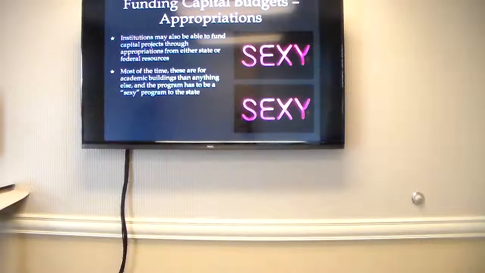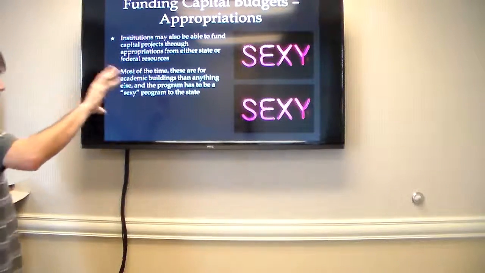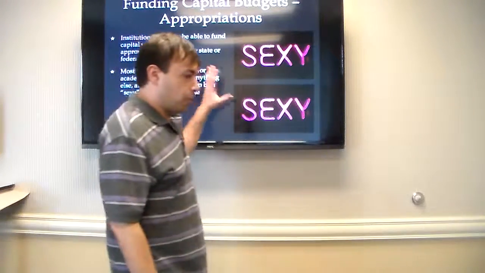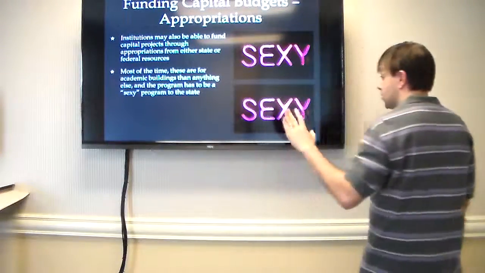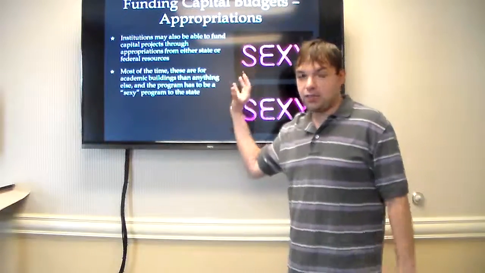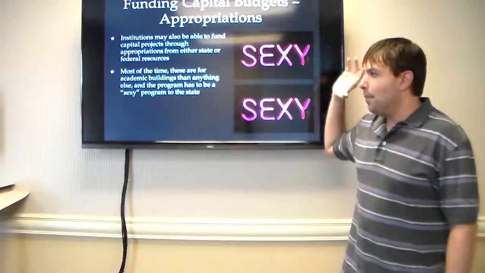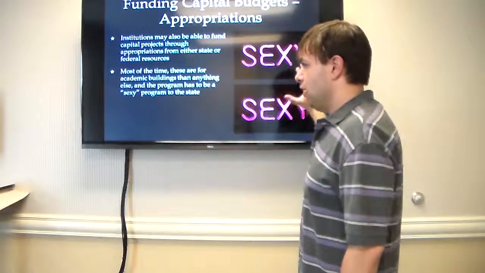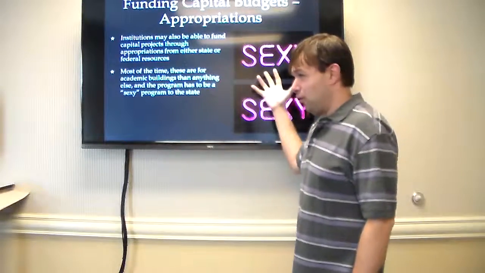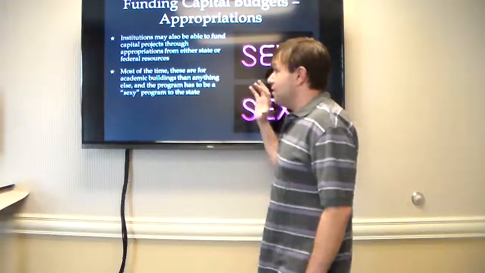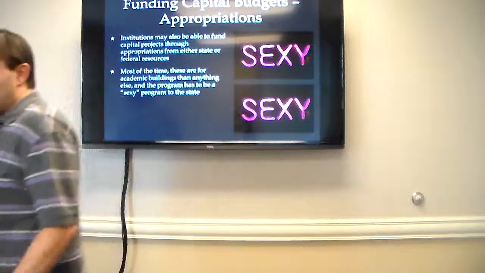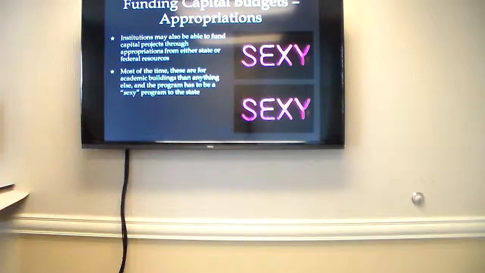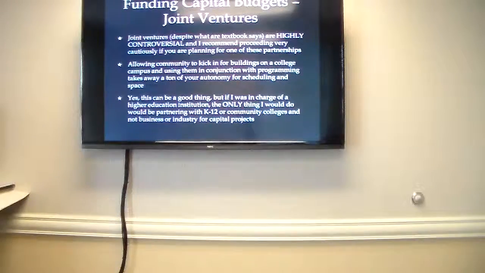Institutions can fund capital projects through state and federal resources, but most of the time these really are for the programs that are currently sexy in the United States. So it has to be something that the state says we have a definitive need for. Any of your energy-related programs right now, that is a huge idea in higher education. Agriculture is getting renewed interest as well. So the state's likely to give state appropriations for programs like that where they might not for certain programs in education.